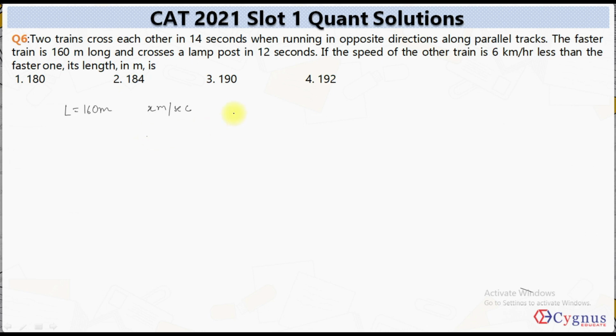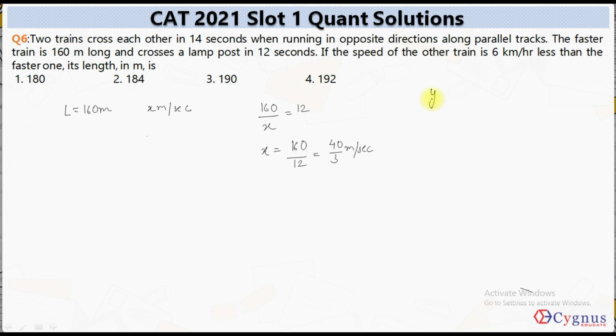To cross a lamp post, the faster train will have to cover its length divided by speed, and this is already given equal to 12. So I'll get x equal to 160 by 12 meters per second. So I'll get 40 by 3 meters per second. Now this is the speed of the faster train.